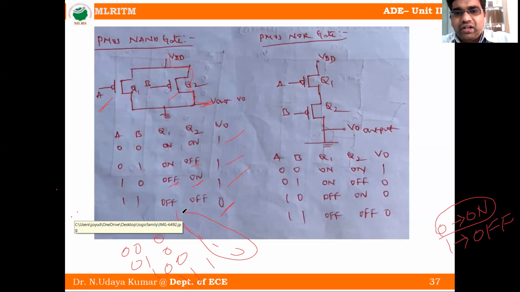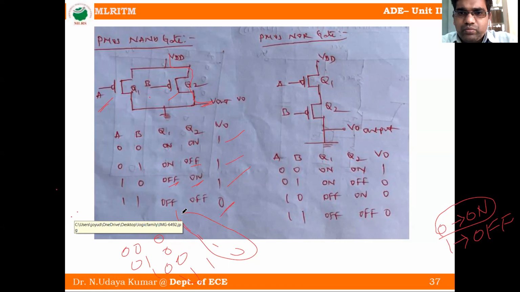Next we will see the NOR gate. NOR gate means two PMOS transistors are connected in vertical form, but output is taken across the terminal nearby ground, that means the source terminal. Here a two input NOR gate means we are using two transistors. A three input NOR gate means we need one more. Four inputs means four PMOS transistors are required.